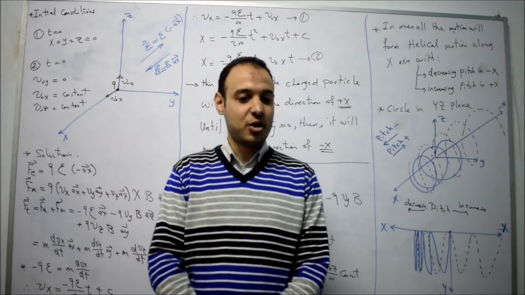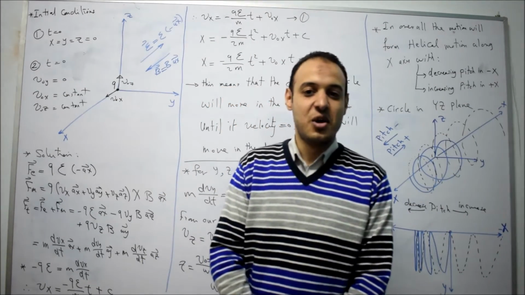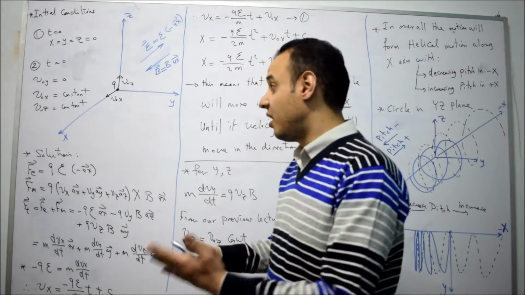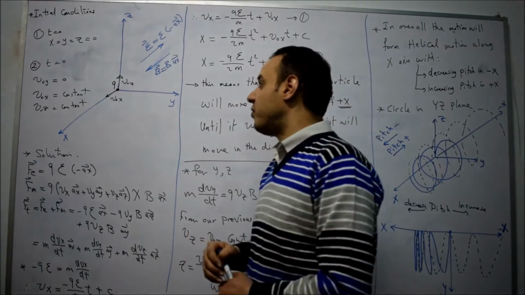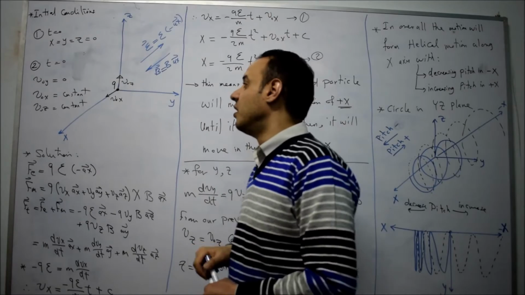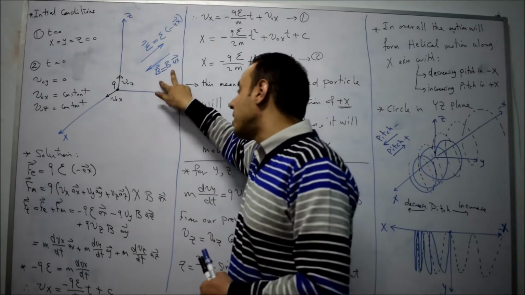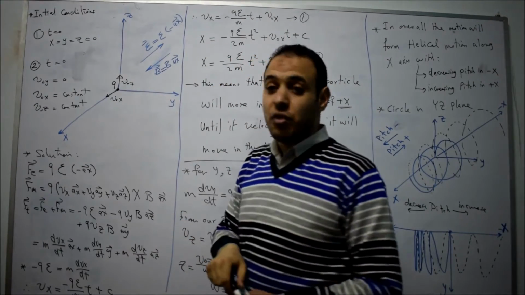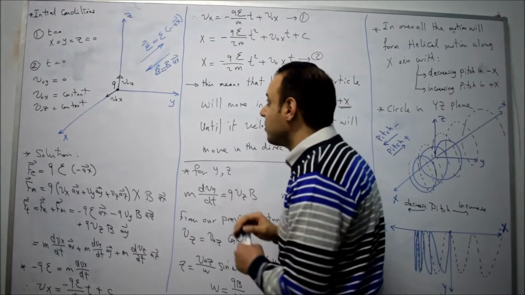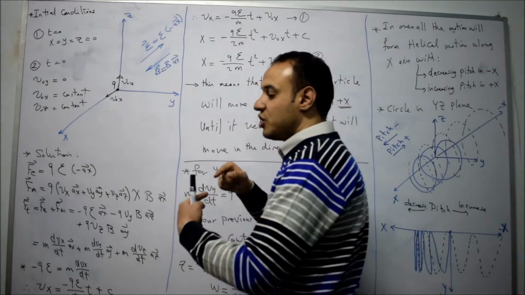Hi, welcome back to our electronics course. In this lecture, we will solve another problem. We will analyze another problem for the motion of some charged particle under uniform magnetic field and uniform electric field. This time, the two fields are in opposite directions.